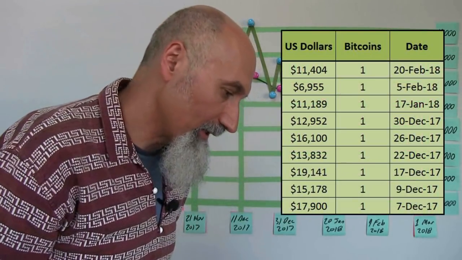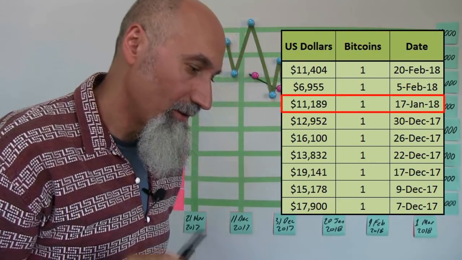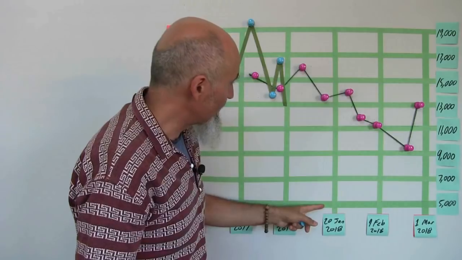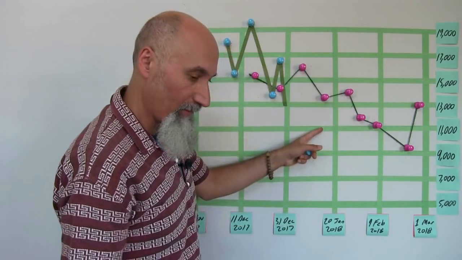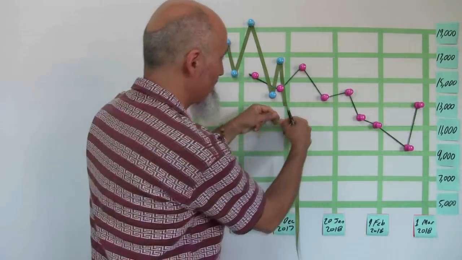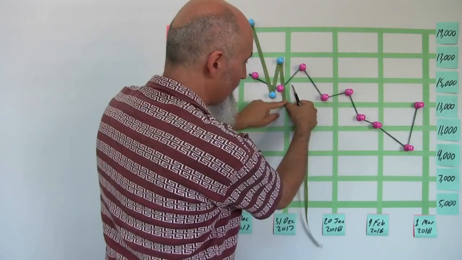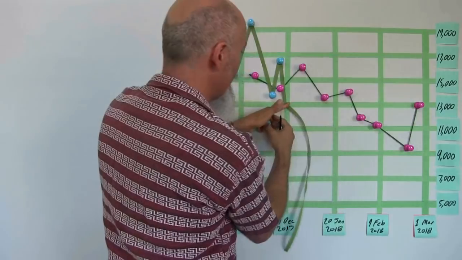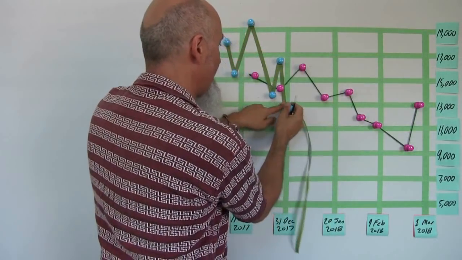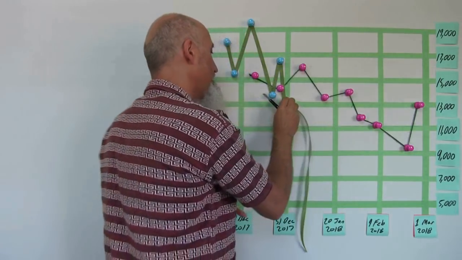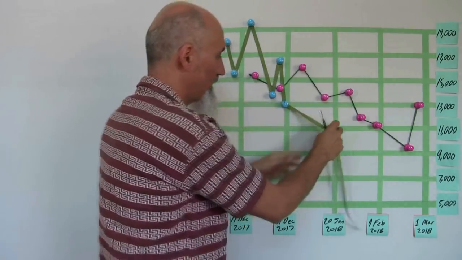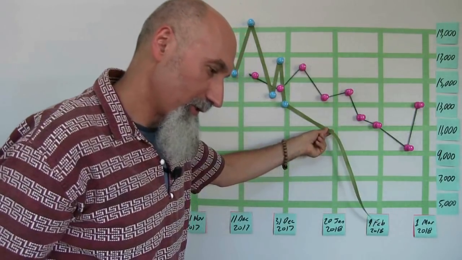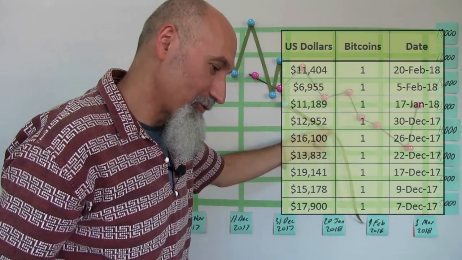And then what do we got? January 17th, 11,000. So it's brown here. 11,000 is down here, right? So this thing drops, goes from there to there, right? So let's put our tack here. Okay. Kick it down to here. 11,000. Yeah, make sure we got the right amount. And then it drops again.